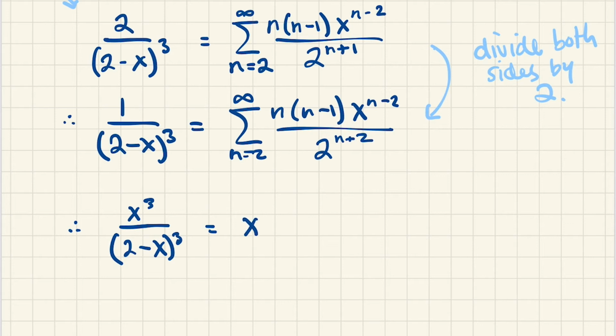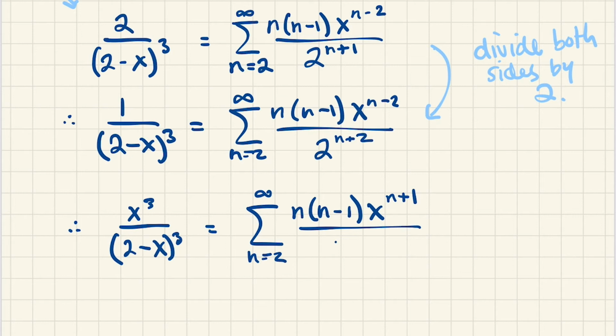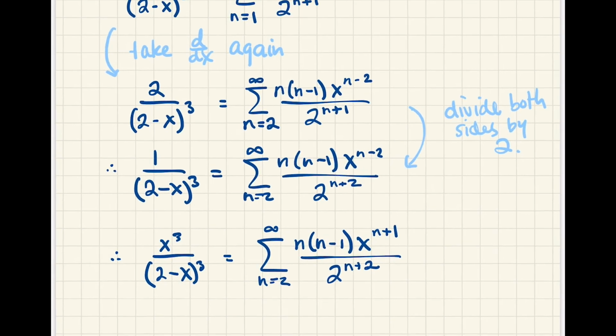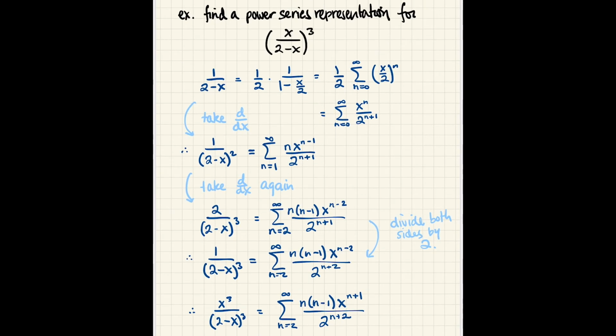Now, we could write x cubed times stuff, and then in the next round, just bring the x cubed in. But let's just do that right in one step. So multiplying x to the n minus 2 by x cubed means we're going to add 3 to the exponent. So the n minus 2 becomes n plus 1. This is over 2 to the n plus 2. And there we are. We have found a power series representation for this function.